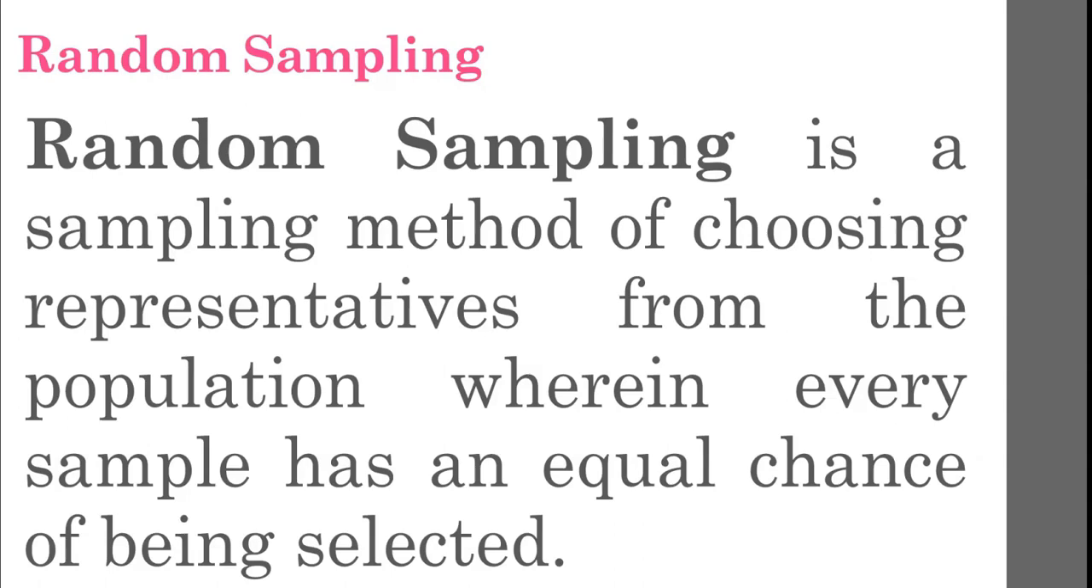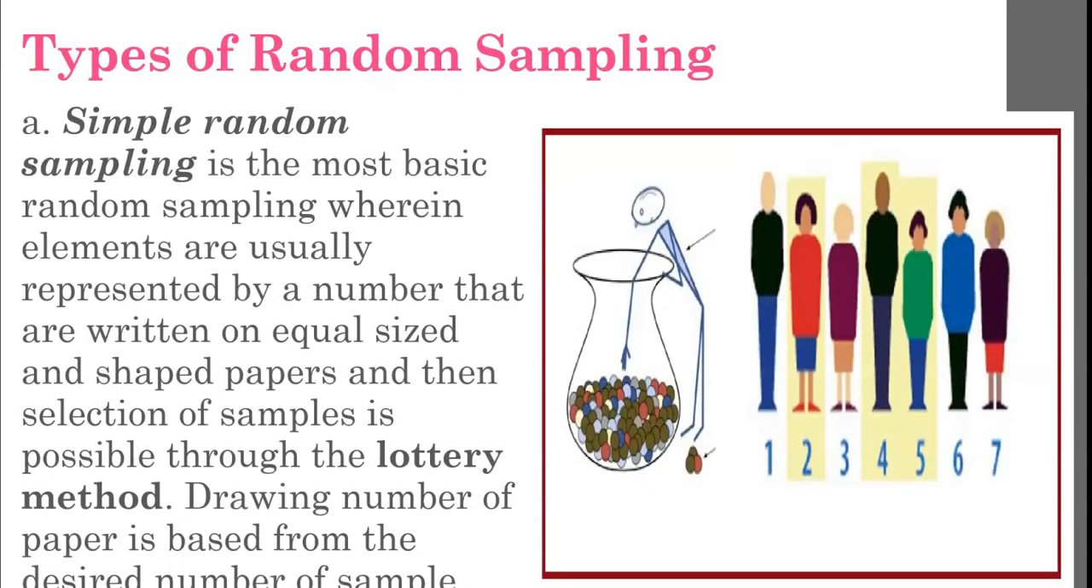Random sampling is a sampling method of choosing representatives from the population wherein every sample has an equal chance of being selected. Random sampling is essential if you want to get samples from a population without biases. There are four types of random sampling.